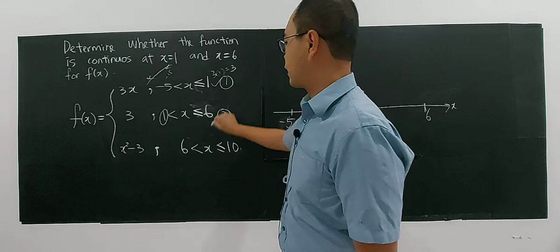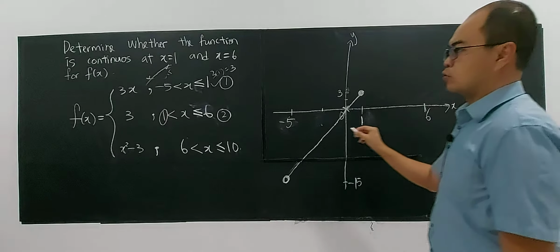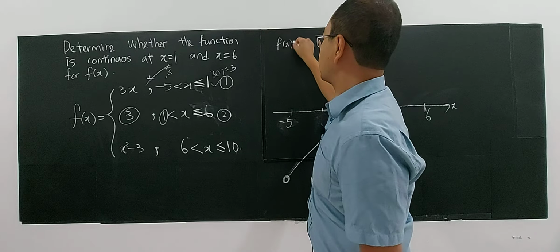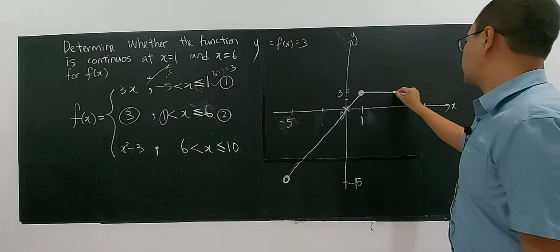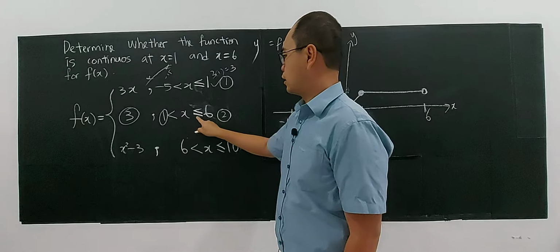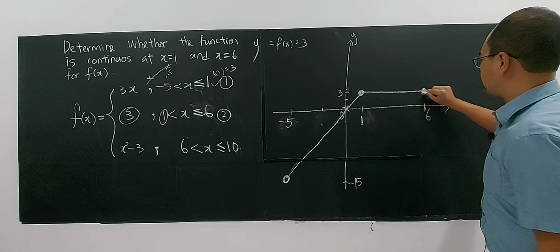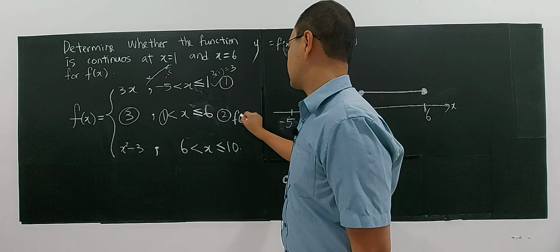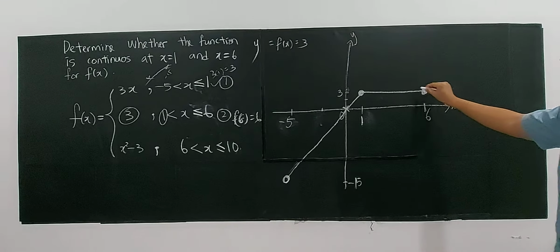Let's move on to the second part, within 1 and 6. Here f(x) is 3, a constant function, where f(x) refers to y. So from here to here is 3. There is an empty circle here. At 6, this is a solid circle because it includes 6. Based on this, f(6) is equal to 6. So this will be the graph.